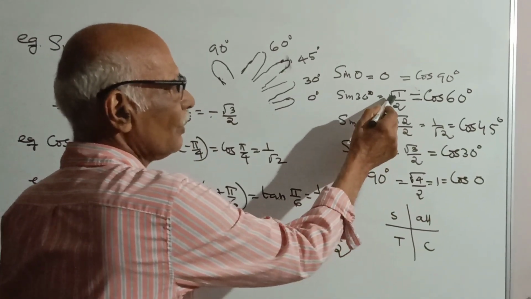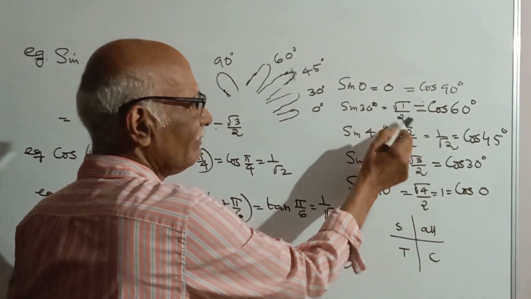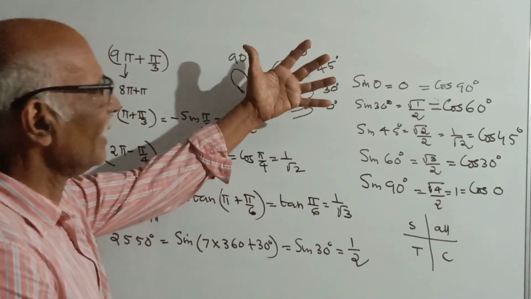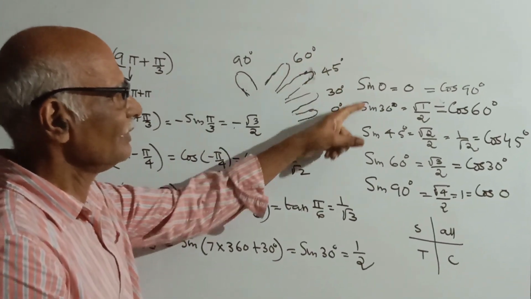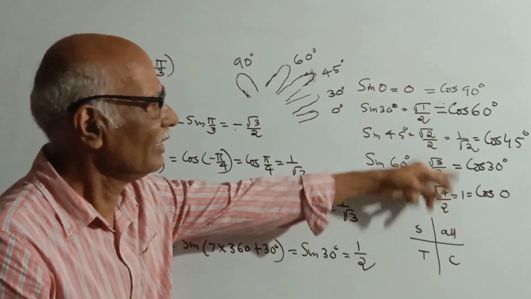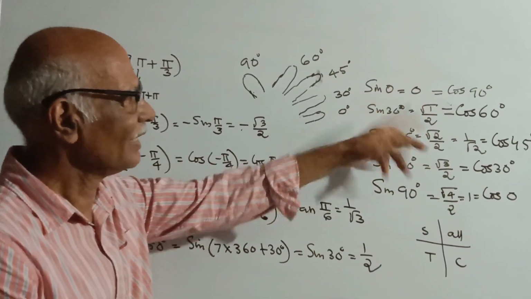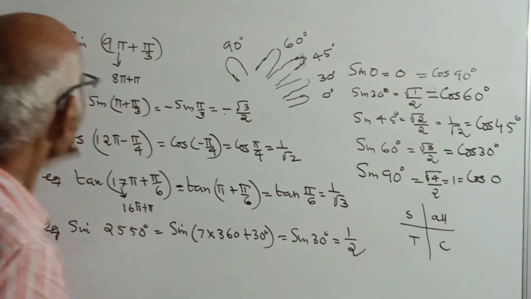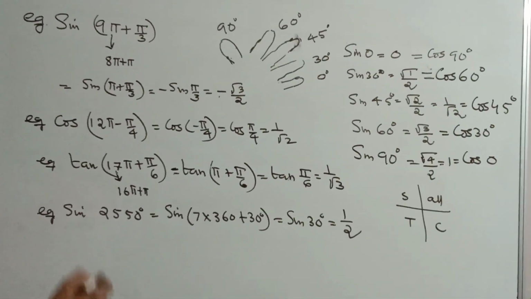Now remember, you have to put a root and then divide it by 2. This gives you a short method. Looking at this, you can determine the formula for sine as well as cos. Once sine and cos come, tan, secant, everything will come. Now let us see some examples.